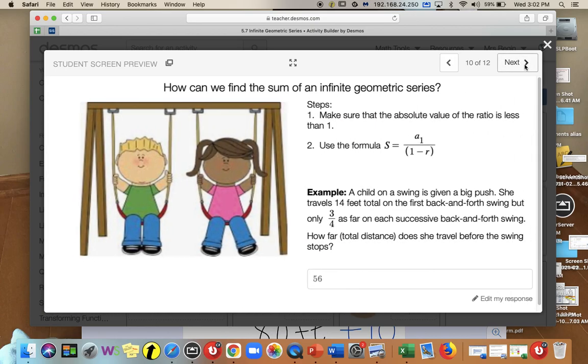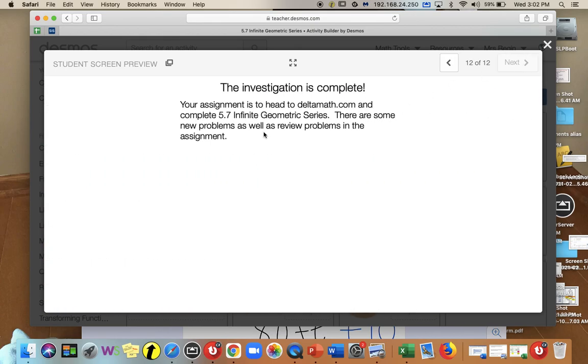So your assignment will be to practice infinite geometric series. There are some new problems in there as well as some review problems in the assignment.